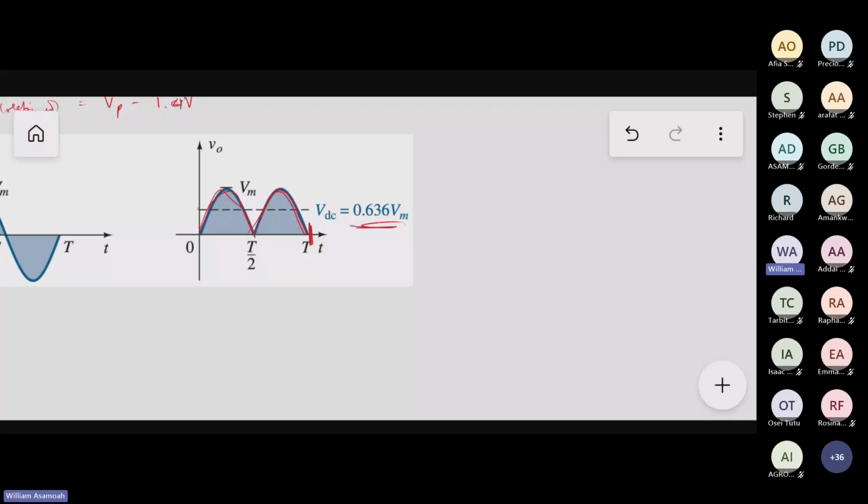Now let's take one practical example. A PLC, a programmable logic controller for an automated conveyor system, has an internal power supply. The mains transformer secondary delivers 12 volts RMS. Four 1N4007 diodes form a full wave bridge rectifier.